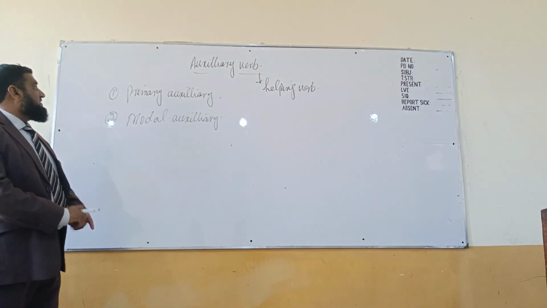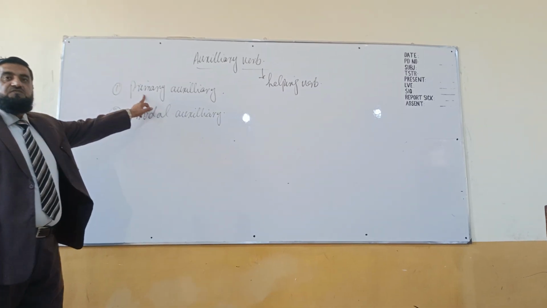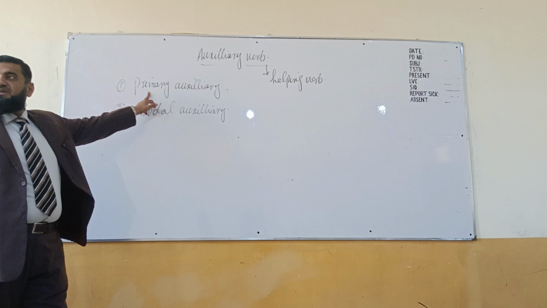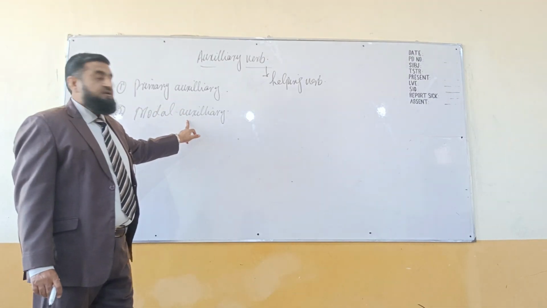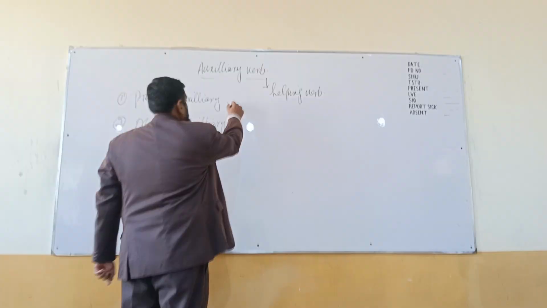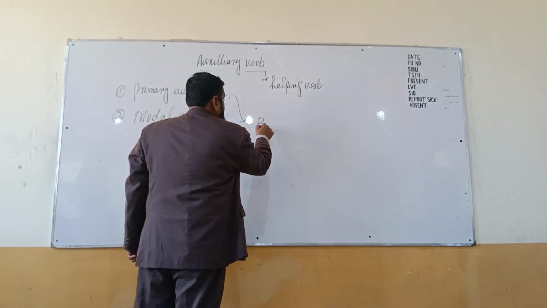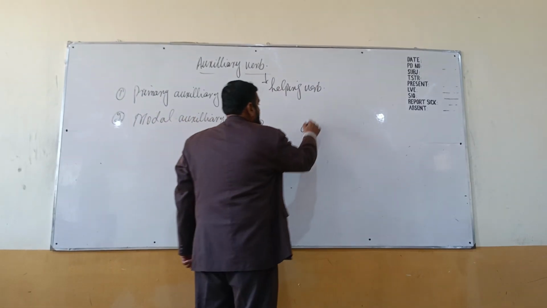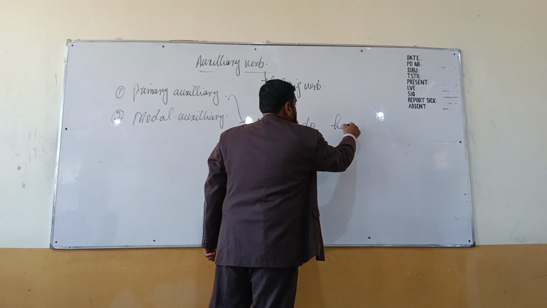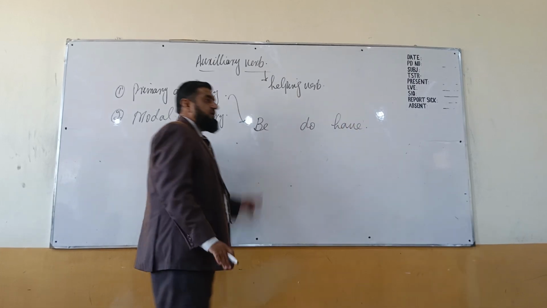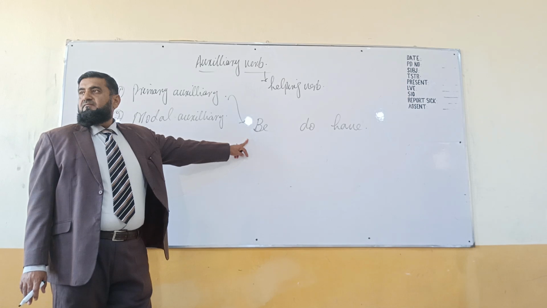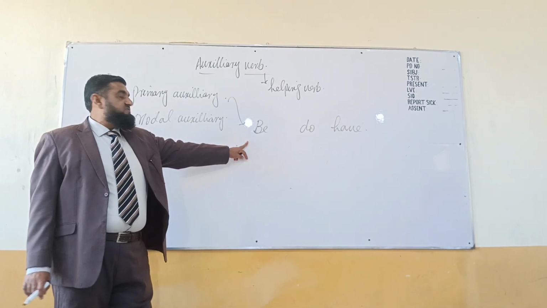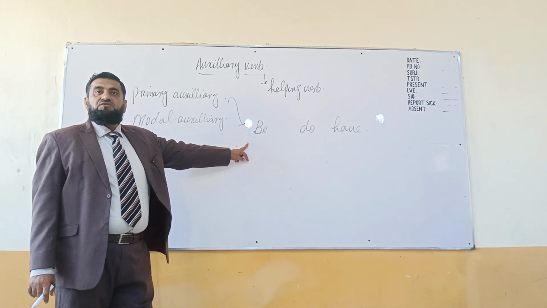So what is primary auxiliary? First of all, we will discuss primary auxiliary, then we will go ahead towards modal auxiliary. Primary auxiliaries are three. One is called be, another is called do, another is called have. So we have three primary auxiliaries: be, do, have.